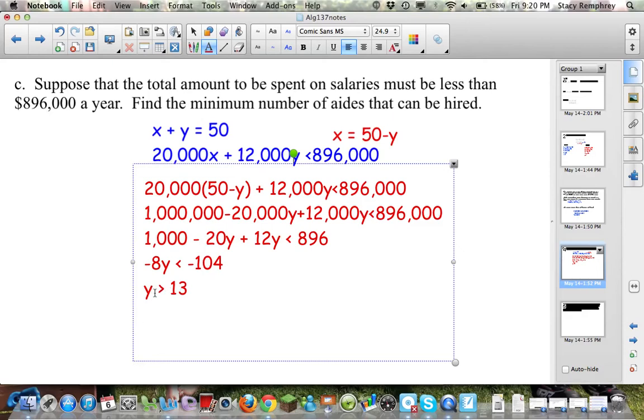All right, well, what's the smallest number that's greater than 13? 14. They could hire more. The more aides you hire, because they cost less, the less your total will be.